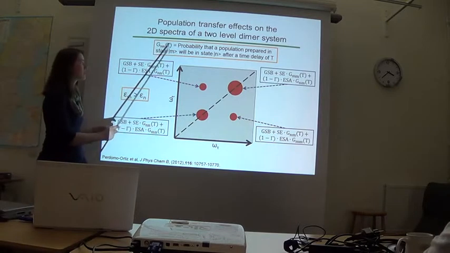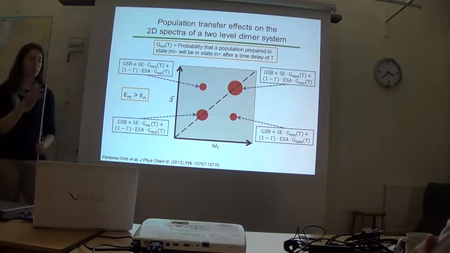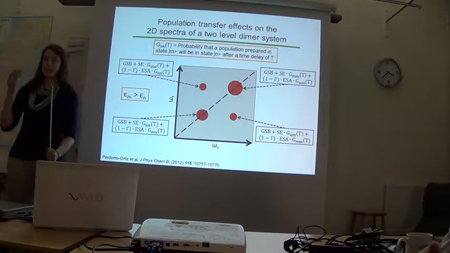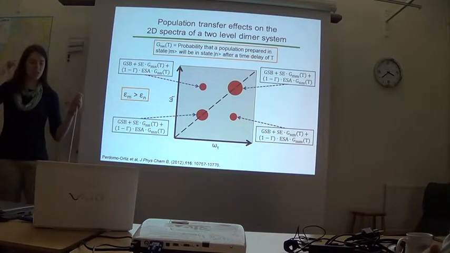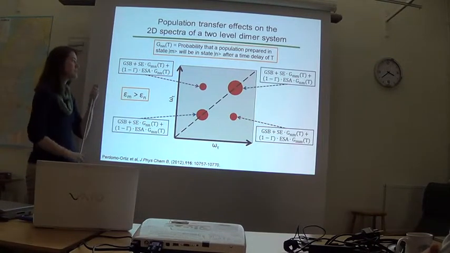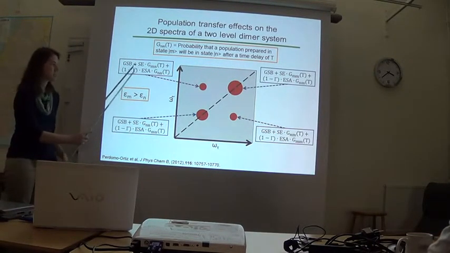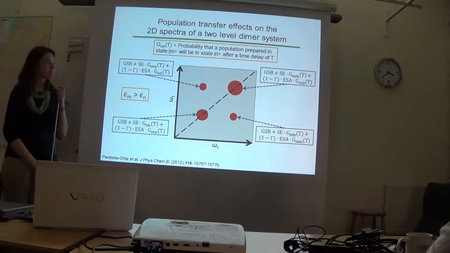But then Green's function, which is a solution to the quantum master equation, can be used to determine the probability that your excitation is going to transfer from one state to the other, or stay in the same state. And so this can be applied for the stimulated emission and the excited state absorption terms.